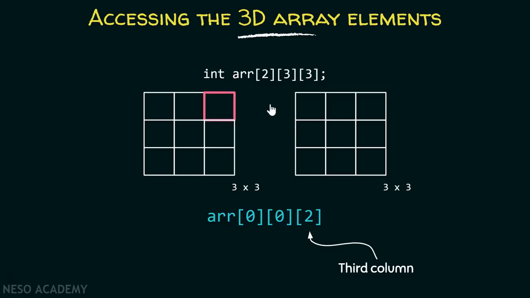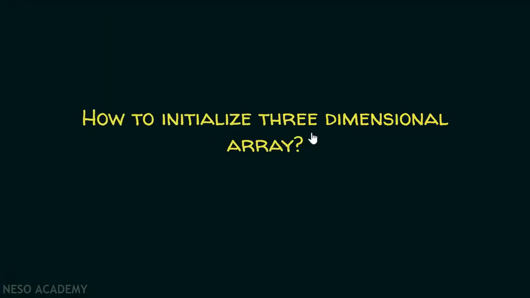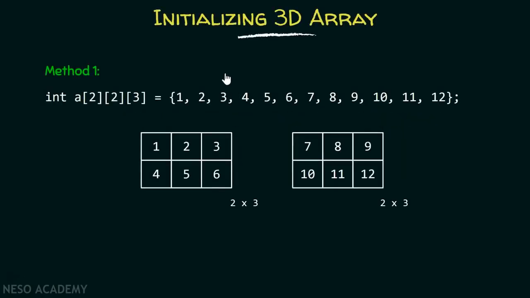Now after understanding this, let's try to understand how we can initialize a three-dimensional array. If you want to initialize a three-dimensional array, there are basically two methods. And here is method number 1, which says that simply specify all the elements in a sequence. Then these elements will get stored in a contiguous fashion in this array. But obviously this is not the best method because we won't be able to visualize how these elements will get stored in this 3D array.